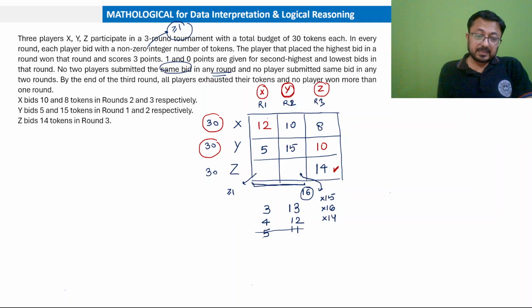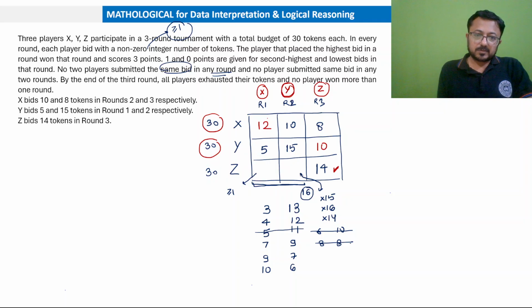Next value 6 and 10. 6 and 10 by the same logic will also not be possible because already X has bid 10 tokens in round 2. Next value could be 7 and 9. That is possible. 8 and 8 will also not be possible because in that case, Z will be bidding same tokens in both rounds. So 8 and 8 will also not be possible. Next value could be 9 and 7. Then 10 and 6.